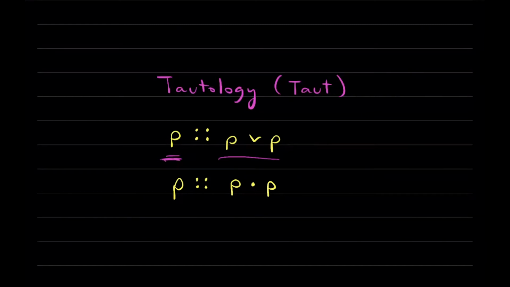And the same thing with conjunctions. If P is true, then somewhat obviously P and P is going to be true because both of those two terms will be true. And again, somewhat obviously, if P and P is true over here on the right, then you know that P has to be true over here on the left. So tautology is a fairly straightforward rule.